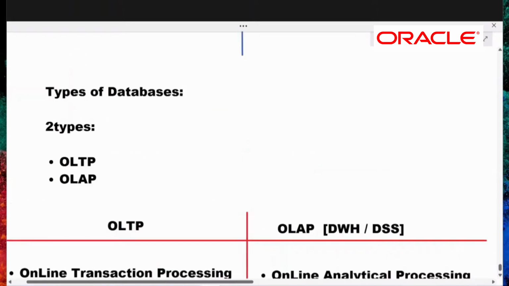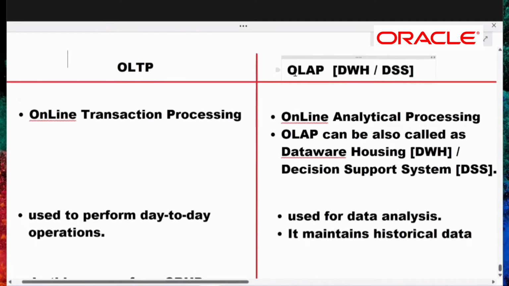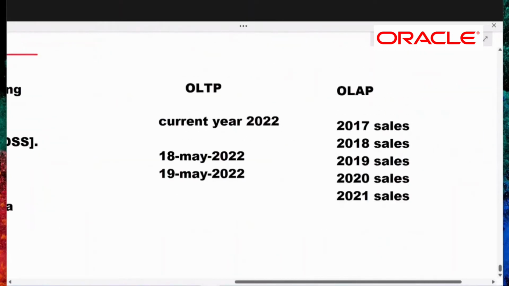Once again, I'm repeating, listen. There are two types of databases. Not only two, many are there, but these two are important: OLTP and OLAP. OLTP stands for online transaction processing. OLAP stands for online analytical processing. The name itself gives the meaning here. It is used for data analysis. In the OLAP, we maintain historical data, whereas OLTP is used to perform day-to-day operations on current data. For example, one business company is maintaining current year sales.